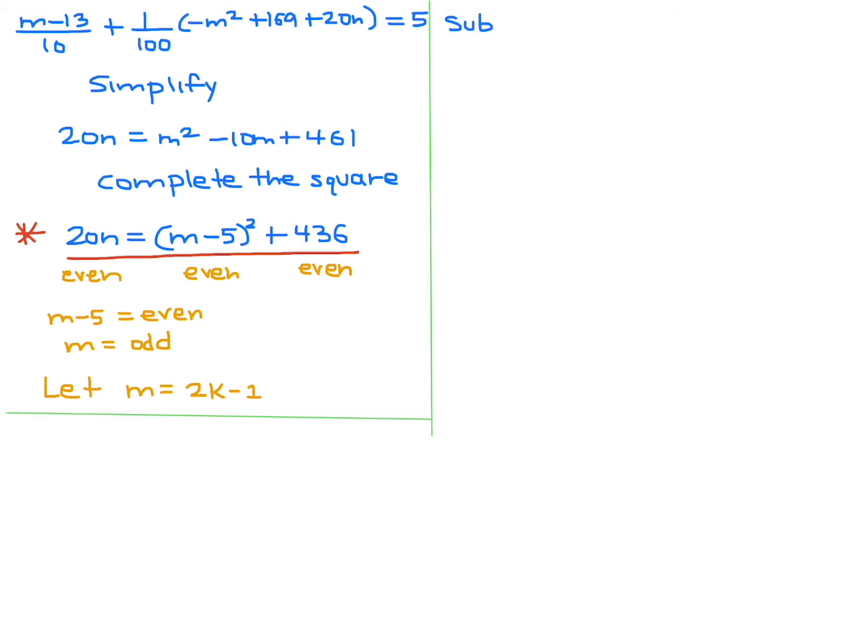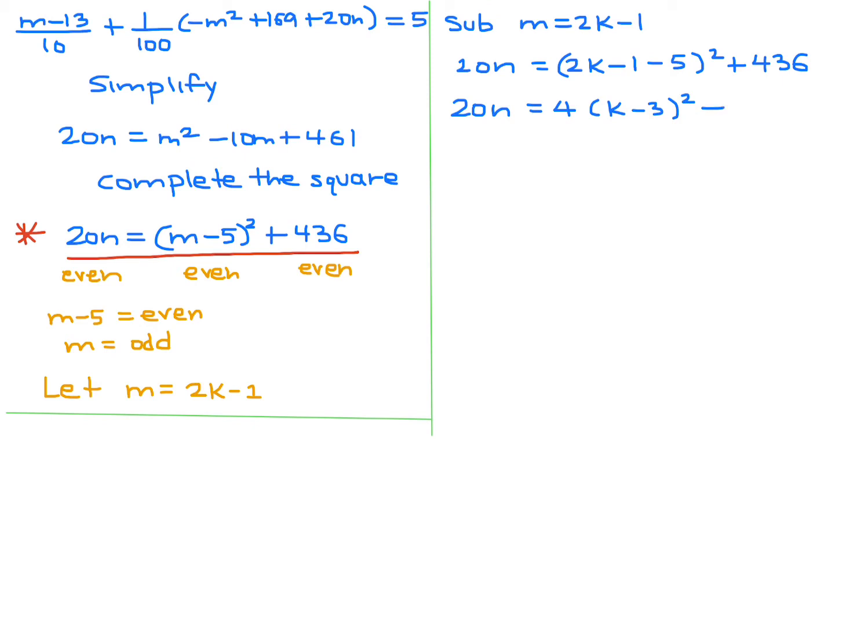All right? So substitute m is equal to 2k minus 1 back into my equation here. So when I do that, I get 20n is equal to (2k minus 1 minus 5) all squared plus 436. When you simplify and collect like terms, you get 20n is equal to (4k minus 3) squared plus 436.